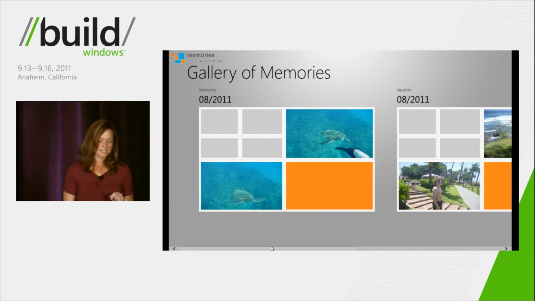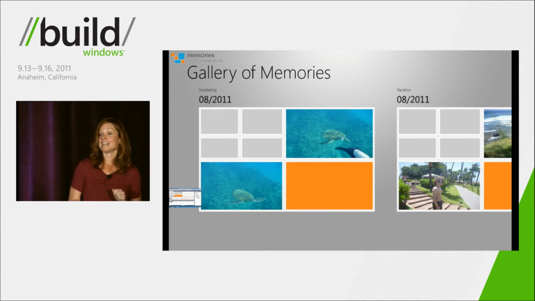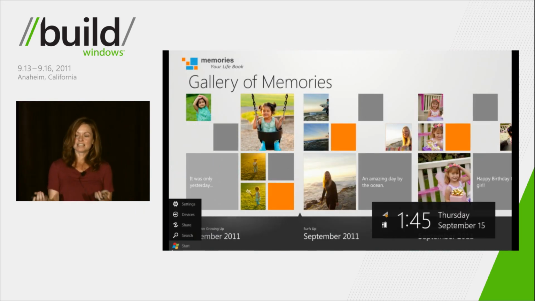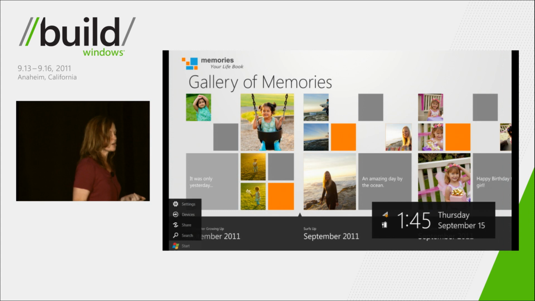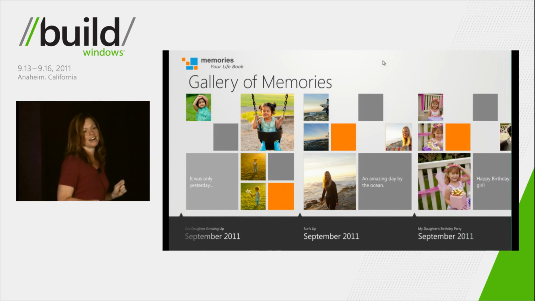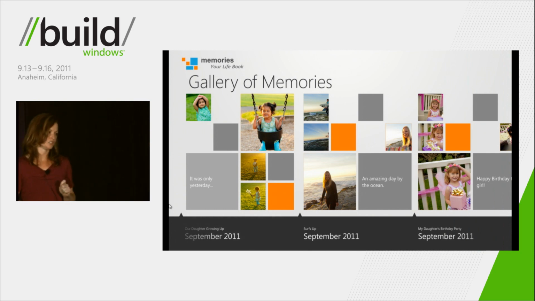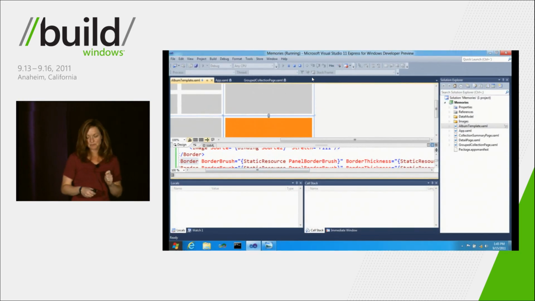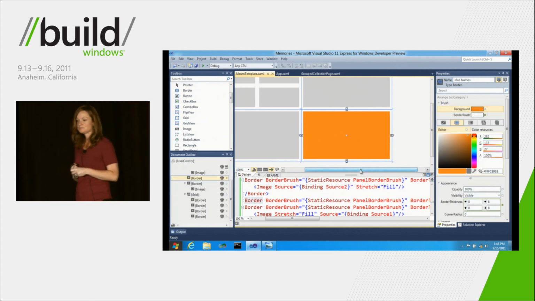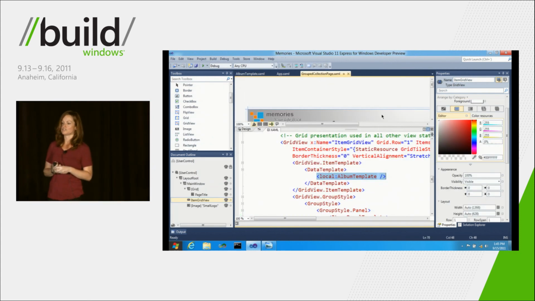So the next thing that we'll do is go ahead and add search. We can look at the finished application. In this application, search is integrated in the charms bar. And just to be different, we're going to add a little icon that they can click on to launch search. So that's going to be what we'll do next. We'll do that back in our main page, so we'll go back over there.